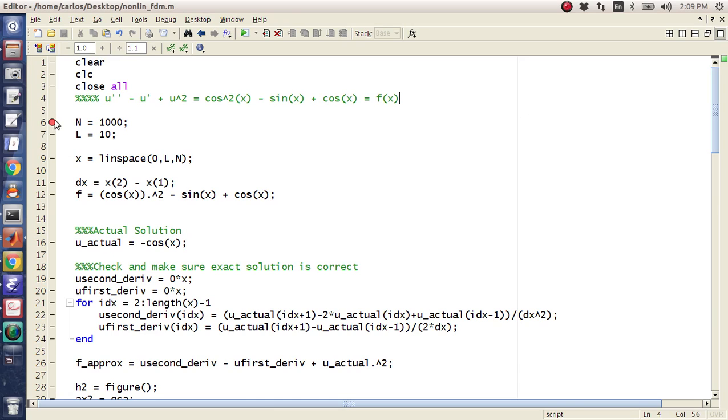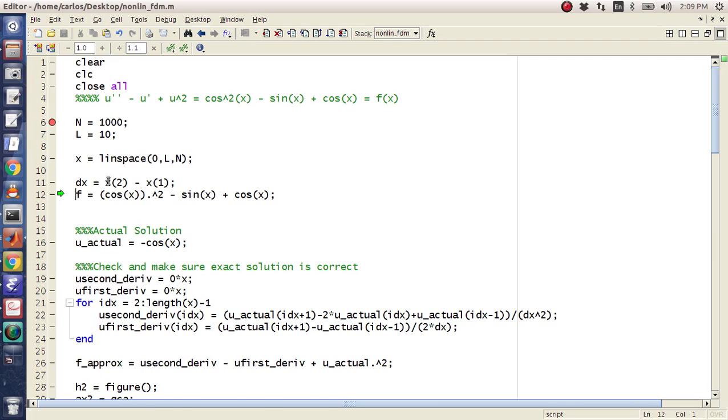So I'm going to put this in debug mode, and so basically, here's our function: u double prime minus u prime plus u squared equals cosine x. So all of this is really just a forcing function, f of x. So it really doesn't matter what it is. So what I did was I first discretized the bar into 1,000 elements. Made the bar 10. Here's my x vector.